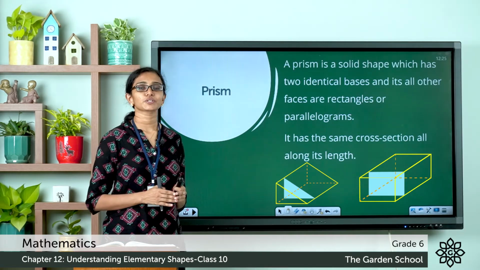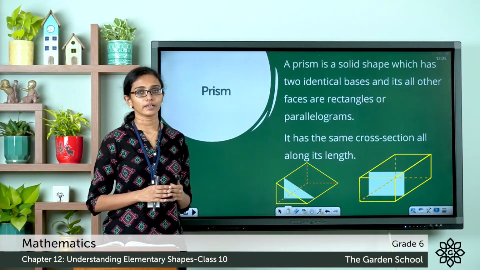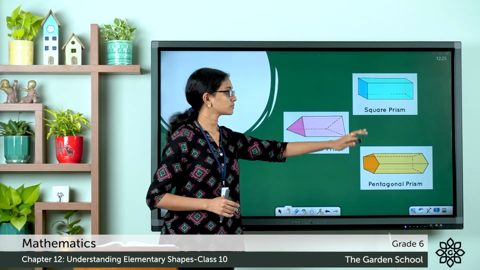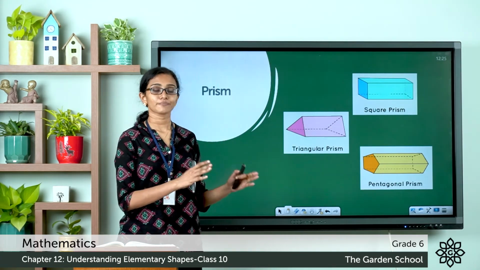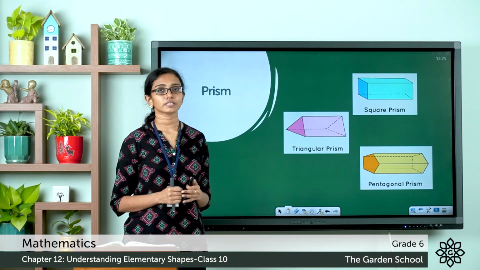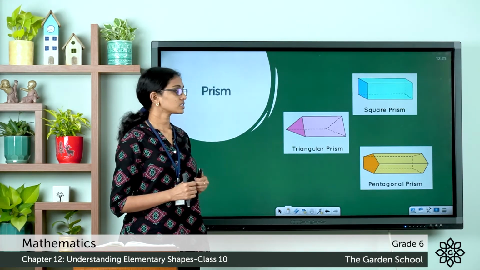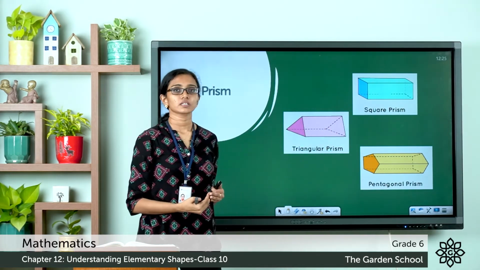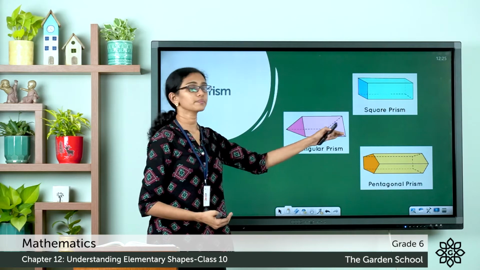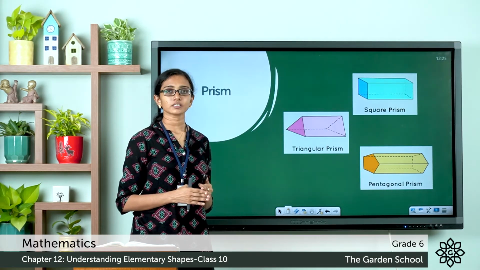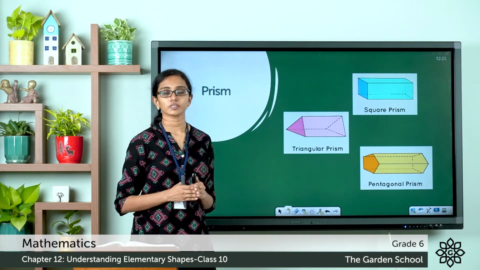Let's see the pictures of a few prisms and make it more clear. Here you can see a triangular prism, square prism and pentagonal prism. A prism is named depending upon the shape of its bases. So, this is a triangular prism. The two flat bases, these are triangular in shape, you can see. So, since the bases are triangles, it is called a triangular prism.